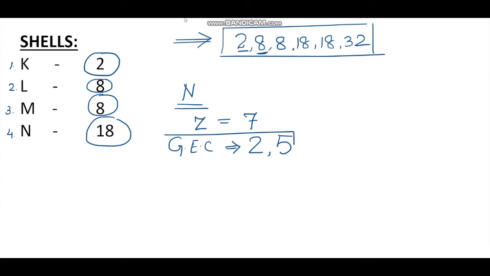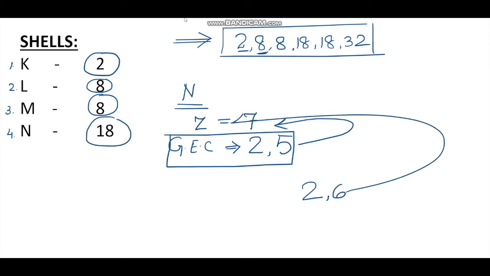This number 2 plus 5 should always be equal to the number of electrons present in that element. For example, by mistake, we cannot write 2, 6 as the electronic configuration for nitrogen. Why? 2 plus 6 is equal to 8, while the number of electrons in nitrogen, you can very well see, is 7. So it is not possible. The general electronic configuration of nitrogen is 2, 5.